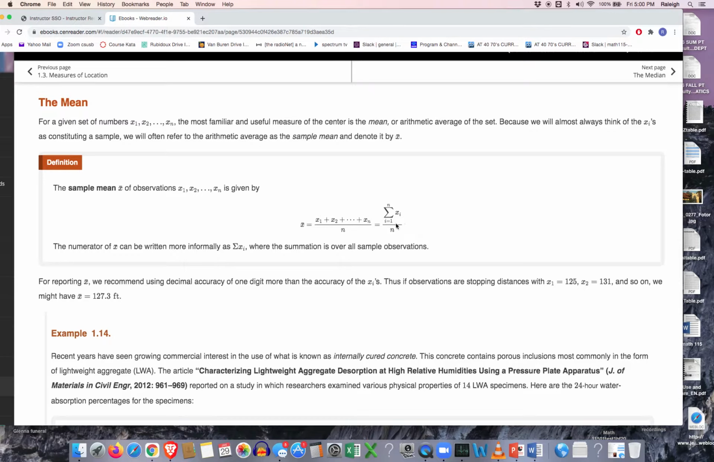So the sum of the x sub i's ranging from 1 to n. So you take all of them and add them up. That's the summation sign, of course, the capital sigma. And then divide by n, the total number in your sample. So this is for a sample, which is the prevalent one compared to a population. There's a slightly different one for populations, but this is what we usually do.